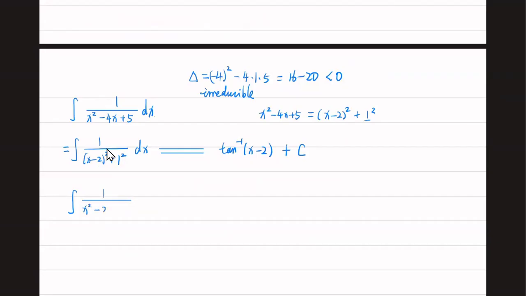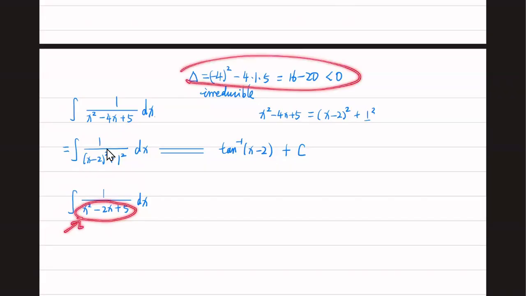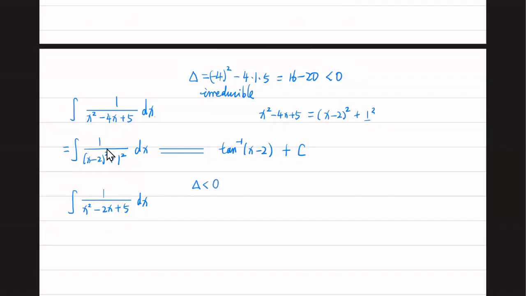x squared plus 2x plus 5. Yes, that's fine. Okay, let's work. How do we integrate this? Could we factorize the denominator? No. So it's irreducible, so what do we do? We want to convert this to a complete square.